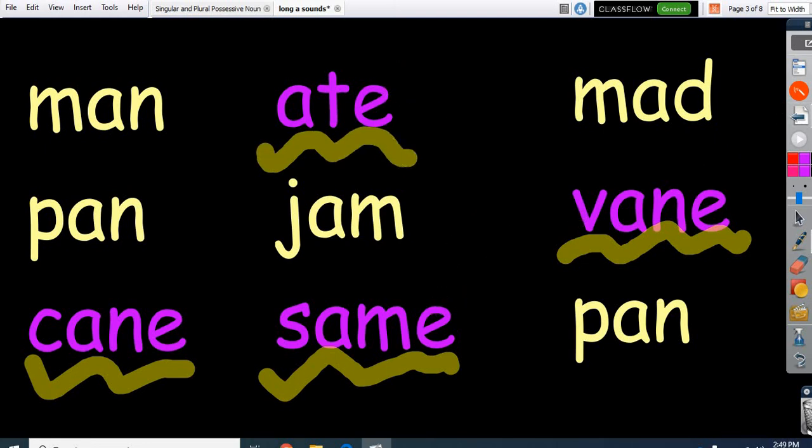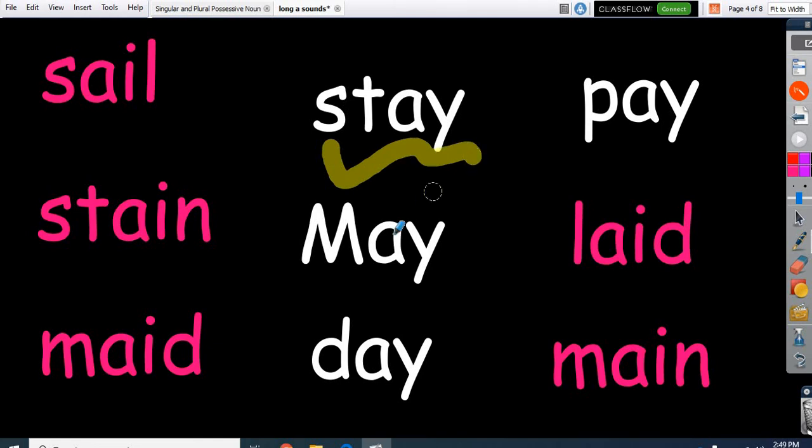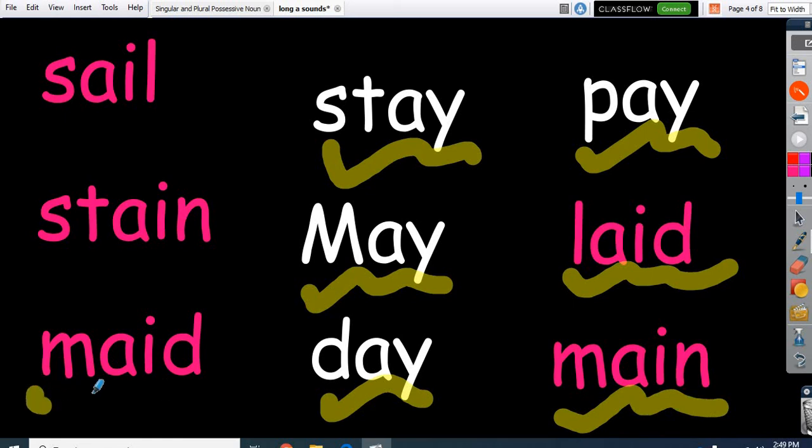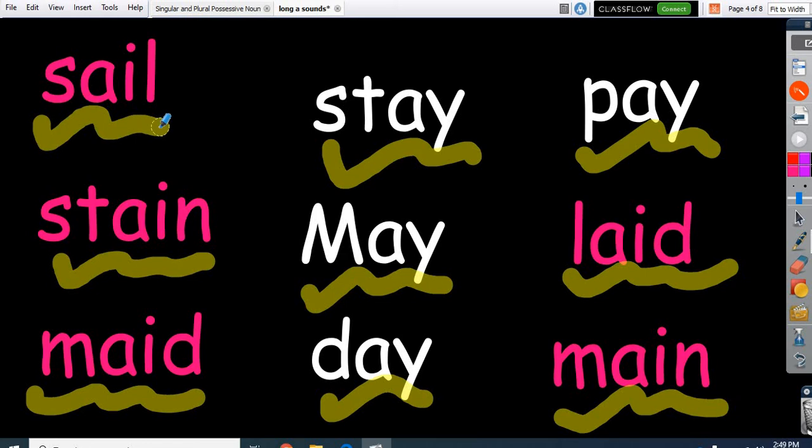But then there's those other words that might have an AY, like may and stay and day and pay. That says long A. There's other words that have laid and main. They have long A too, and it's the AI that makes them do it. So there are different ways to make long A, and there are more ways that we're going to talk about tomorrow. But this is what we're working on today, just that AI and the AY.